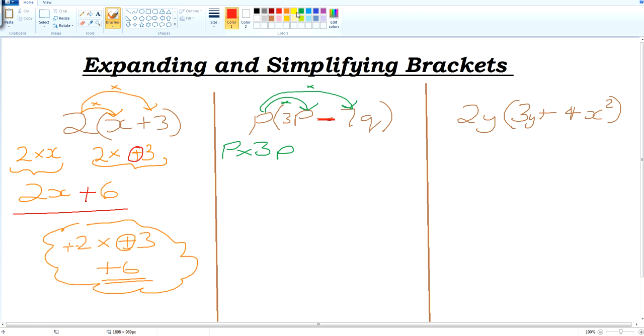Okay, let's get back to our green. So we say p, this same p outside, times by the special. Okay, minus.